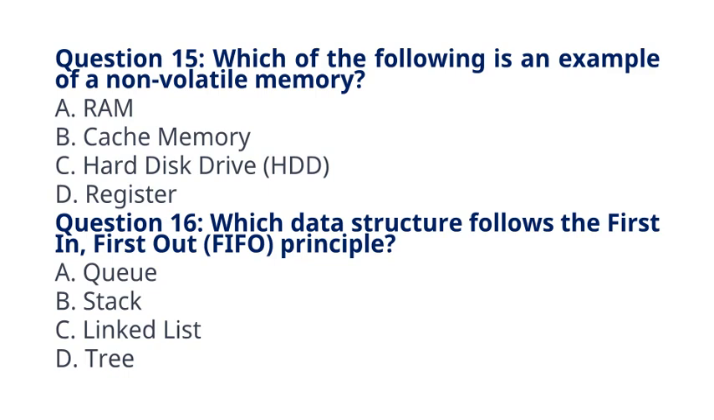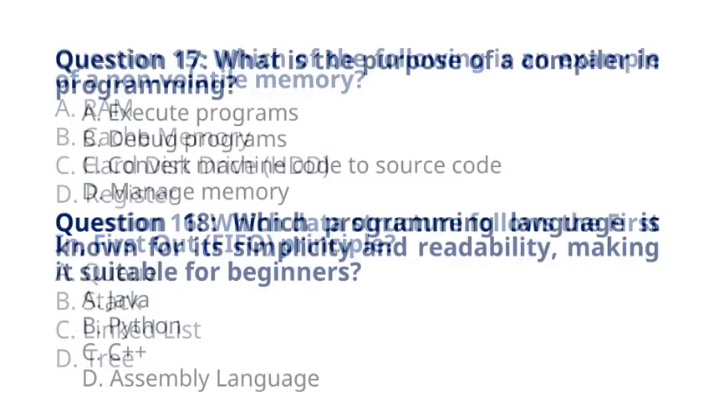Question 16. Which data structure follows the first in, first out, FIFO principle? A. Queue. B. Stack. C. Linked list. D. Tree. The correct answer to question 16 is option A. Queue. Explanation. A queue follows the first in, first out, FIFO principle, where the first element added is the first one to be removed.